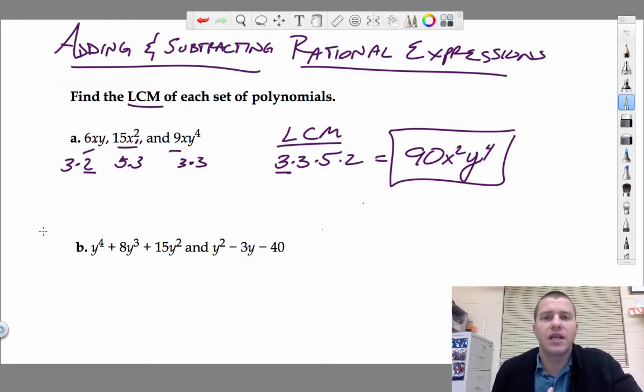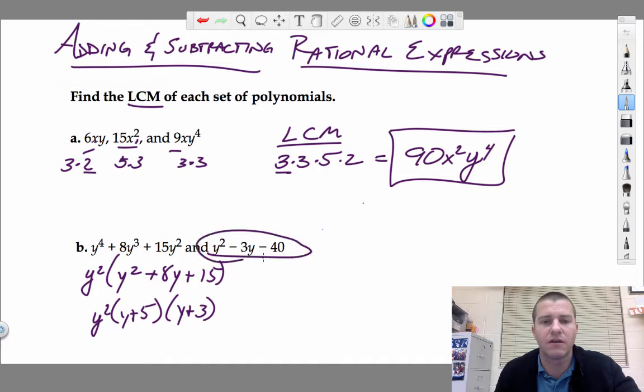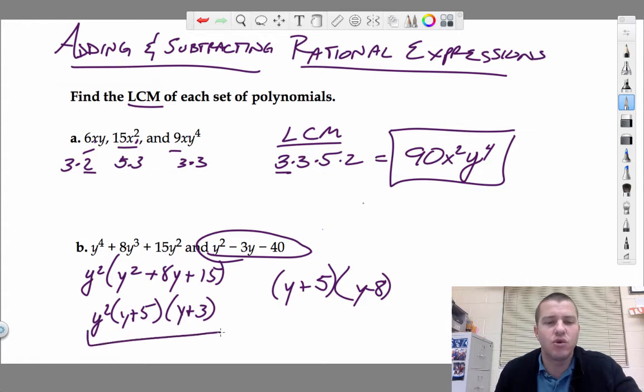When you're given expressions, quadratics, trinomials, binomials, you're going to have to factor them to find the least common multiple. So when I go and factor this, I'm going to factor out a y squared. I'm left with y squared plus 8y plus 15. And when I factor that, I get y plus 5 times y plus 3. And still got that y squared out in front. When I go and factor this one, I get y plus 5 times y minus 8. So I'm finding the least common multiple between these two.